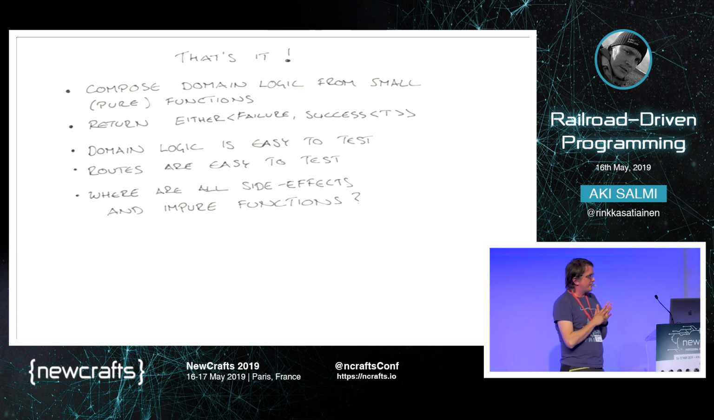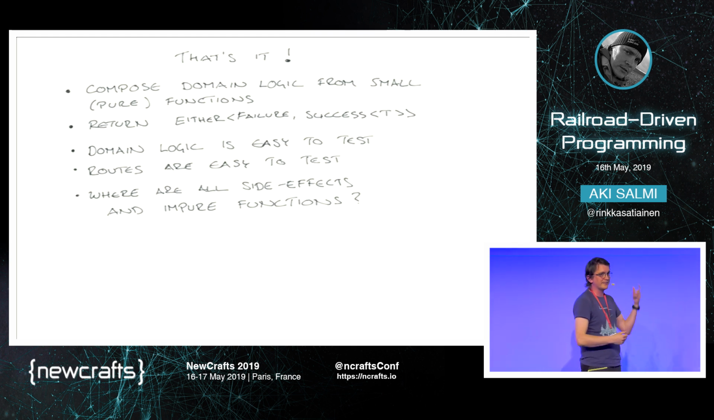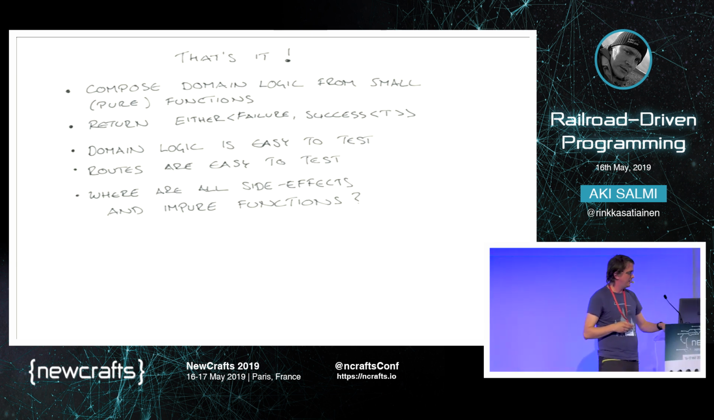One of the cool things is that domain logic and all these functions, because they are pure, are super easy to test. It's easy to test drive my routes. It's easy to test drive my domain logic. It's easy to compose functions out of this. And where are all the side effects? I think Haskell people would enjoy this.